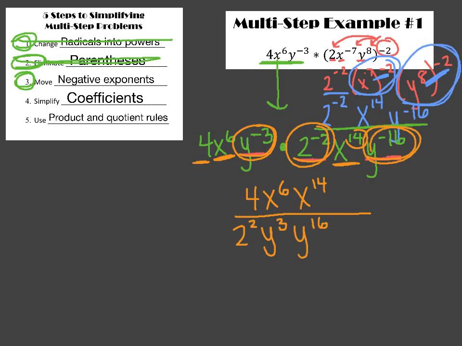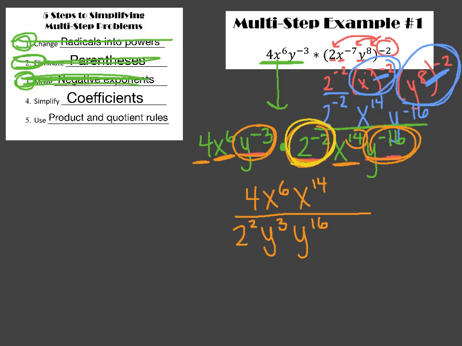Now one thing you might be wondering is, why did I take this 2 to the -2nd power, and when I wrote it down here, why did I put it in the front? The only reason I did that is because normally when our base is a number, such as 2 instead of a variable, I always put that in the front of my problem. So that's all I was doing there, reorganizing it so that my whole numbers were in front of my variables. So now that I've moved my negative exponents, I'm done with step number 3.